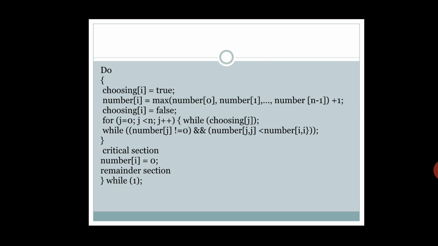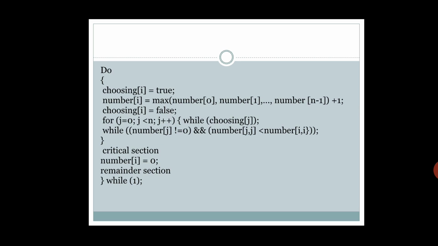So for j equal to 0, j less than n, j plus plus. Then after that you have one while loop for choosing j. Based on choosing j, you have another while loop to check the number array, and you compare number of j is not equal to 0, and there is an and operation. If both the conditions are true, then only you are allowed to move further: number of j comma j less than number of i comma i.